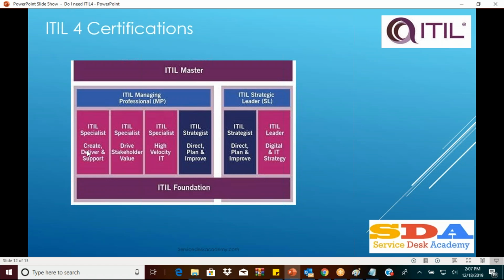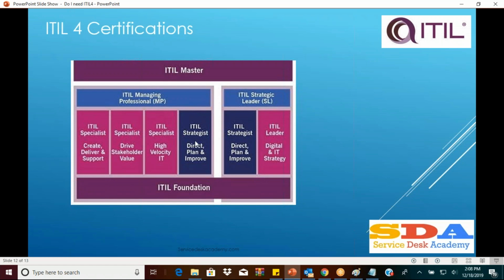So Create, Deliver and Support is the certification which focuses on day-to-day operational activities, right? And Drive Stakeholder Value is the certification which focuses on driving stakeholder value, how you need to engage with your stakeholders and how you can enable value to your customers. And High Velocity IT is a certification which focuses on those teams. It provides best practices and guidance for high velocity teams like data center teams, where there is great criticality and where there is great urgency. And then we have Strategist, Direct Plan and Improve, which focuses on providing governance, planning and improvement.